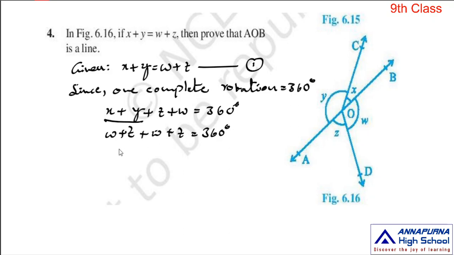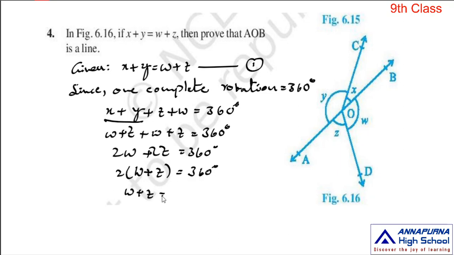w plus w is 2w, z plus z is 2z, so 2w plus 2z is equal to 360 degrees. 2 is a common factor of the two terms. By using the distributive property, 2 into (w plus z) is equal to 360 degrees. w plus z is equal to 360 degrees by 2. w plus z is equal to 180 degrees.